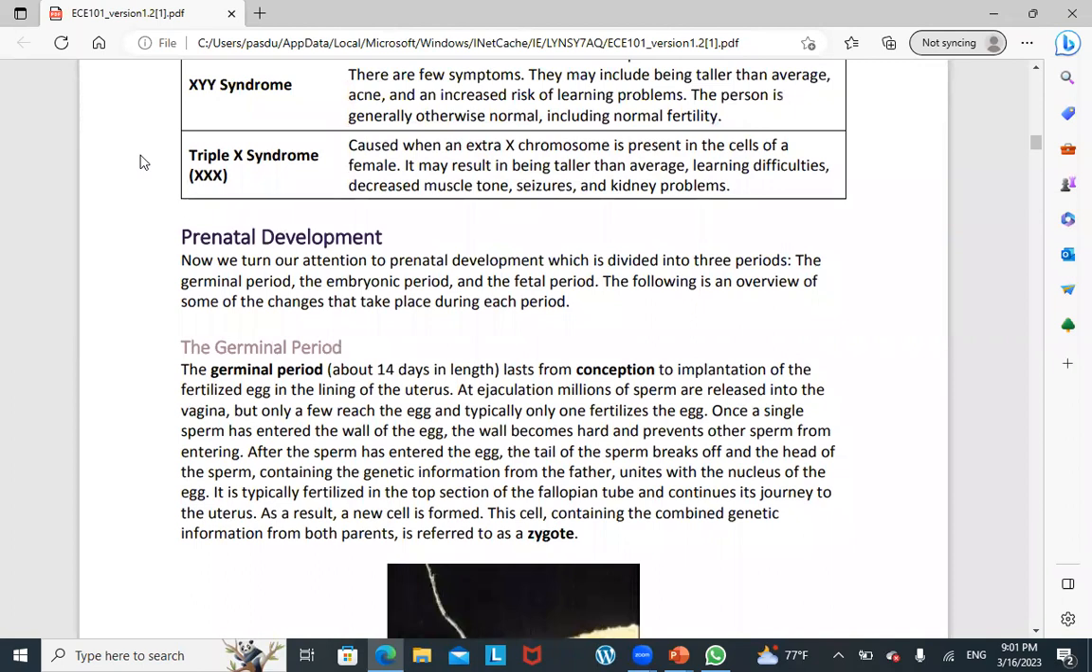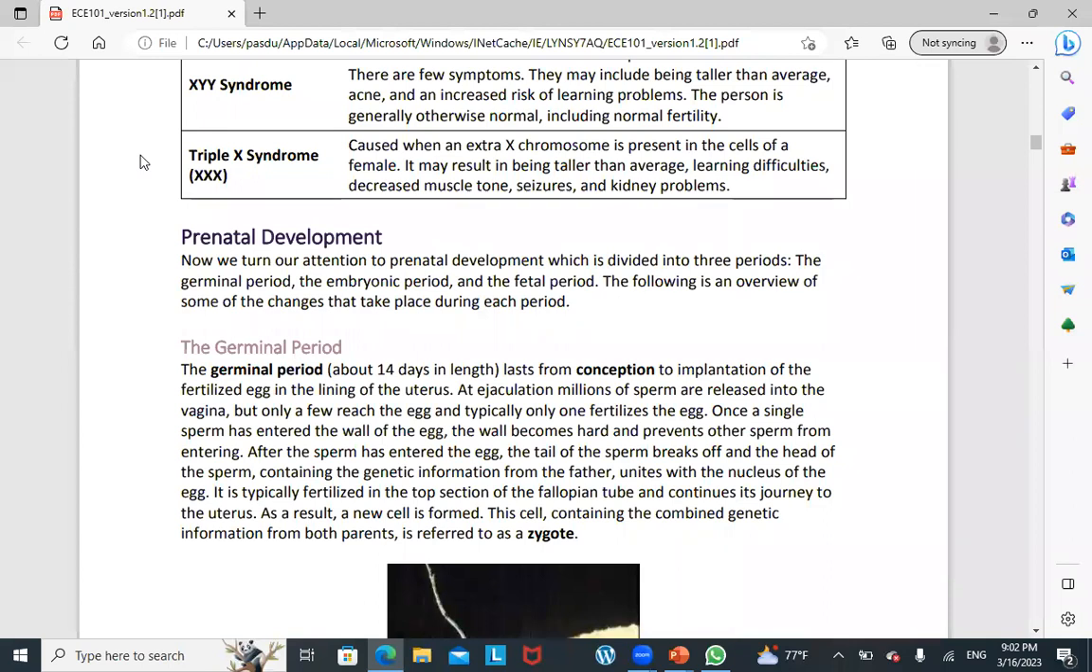Now here we see prenatal development. This is the topic I wanted to start. Remember, from this point onwards, you have to read and make a short note. Prenatal development. Now we turn our attention to prenatal development, which can be divided into 3 periods: the germinal period, the embryonic period, and the fetal period. We'll see the germinal period.